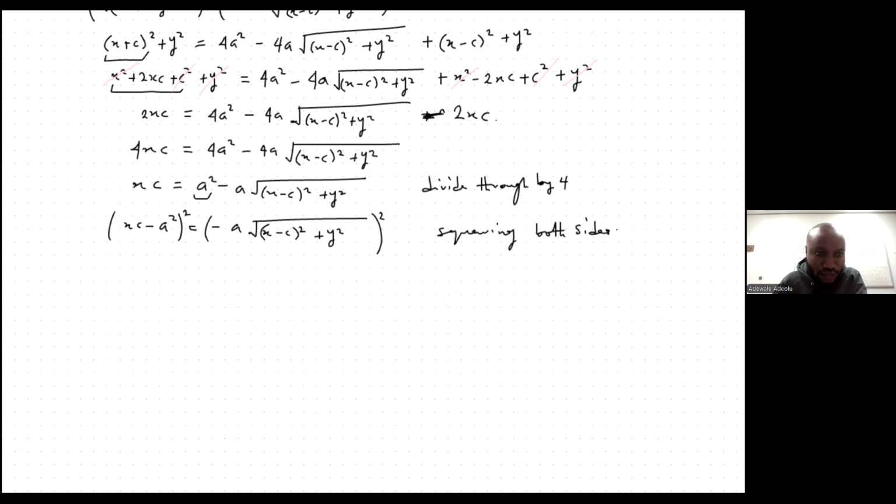We have x squared c squared minus 2a squared xc plus a raised to power 4 equals, if I square negative a, it becomes positive a squared. So if I square this, it gets rid of that. I need to be careful here, so that a squared is multiplying everything. So x minus c squared plus y squared.